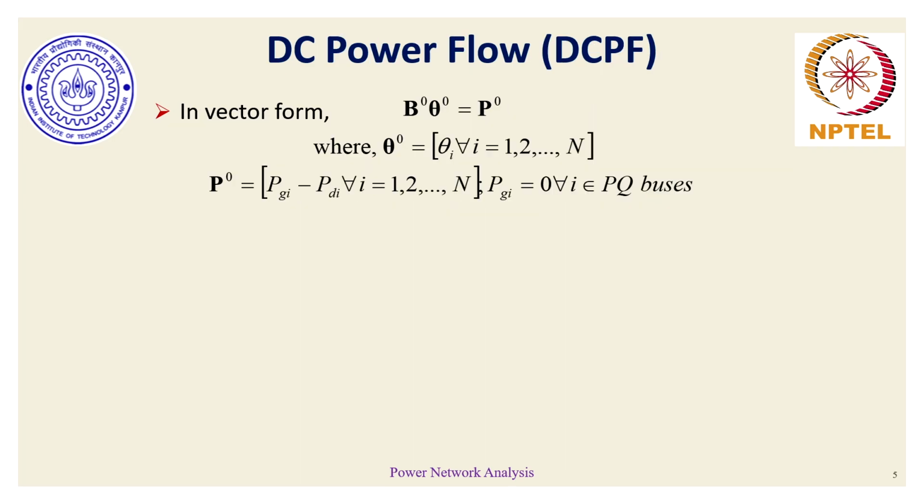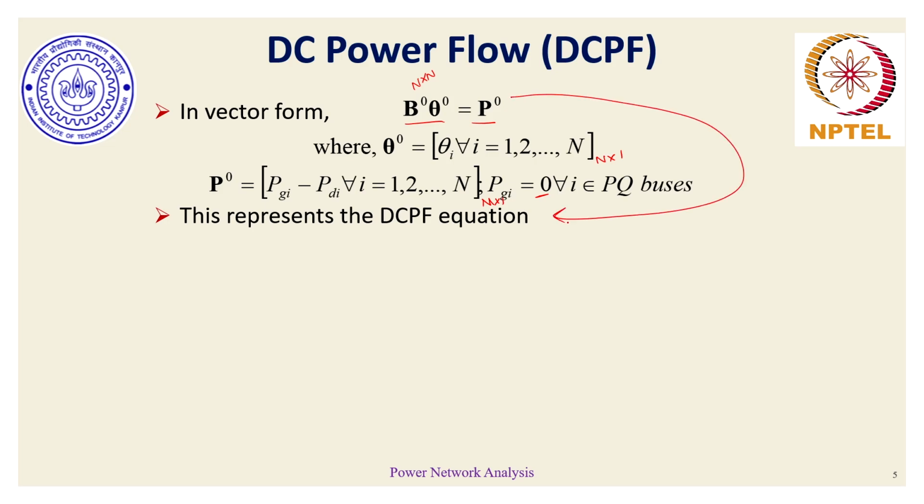If we put it in a vector form, this is the equation that we get, where B' is an n cross n matrix, theta is an n cross 1 vector, and P is an n cross 1 vector, depending on what type of source or load is connected at the corresponding bus. The corresponding terms would be 0 or non-zero from the generation perspective. We expect that every bus would have at least a demand on it or at least a non-zero injection on it. This equation is what is called the DC power flow equation.